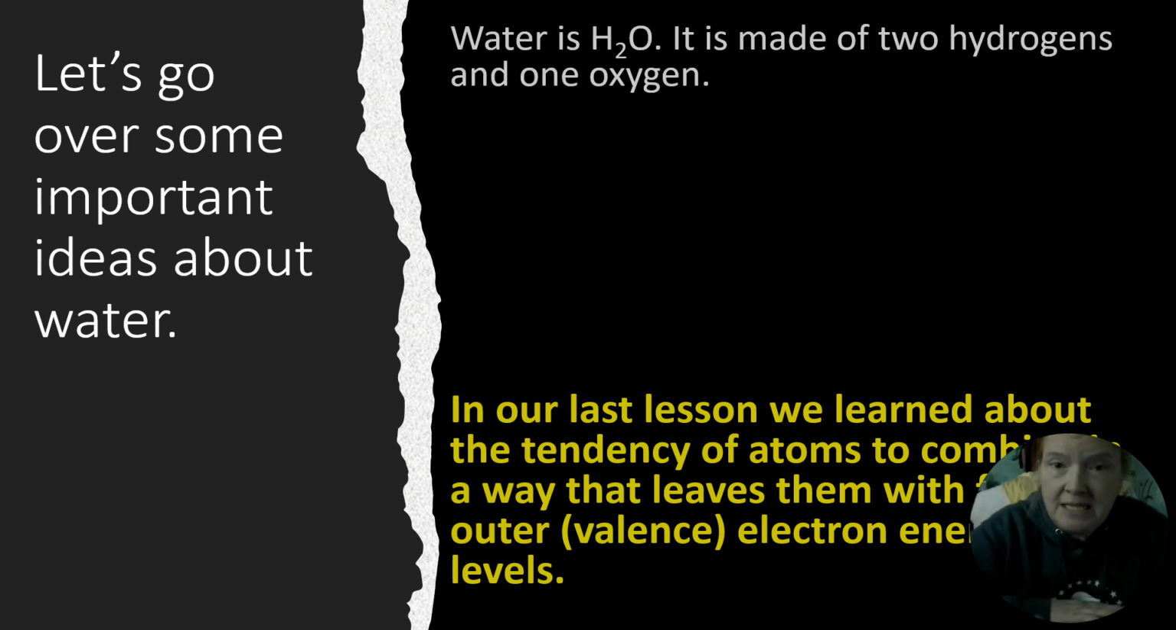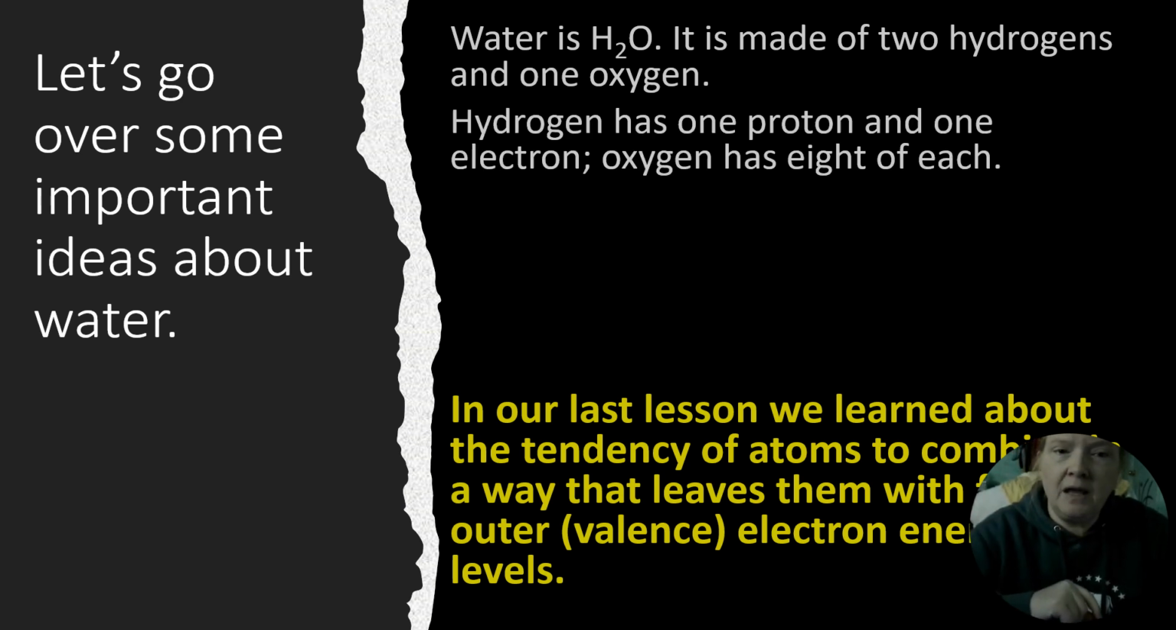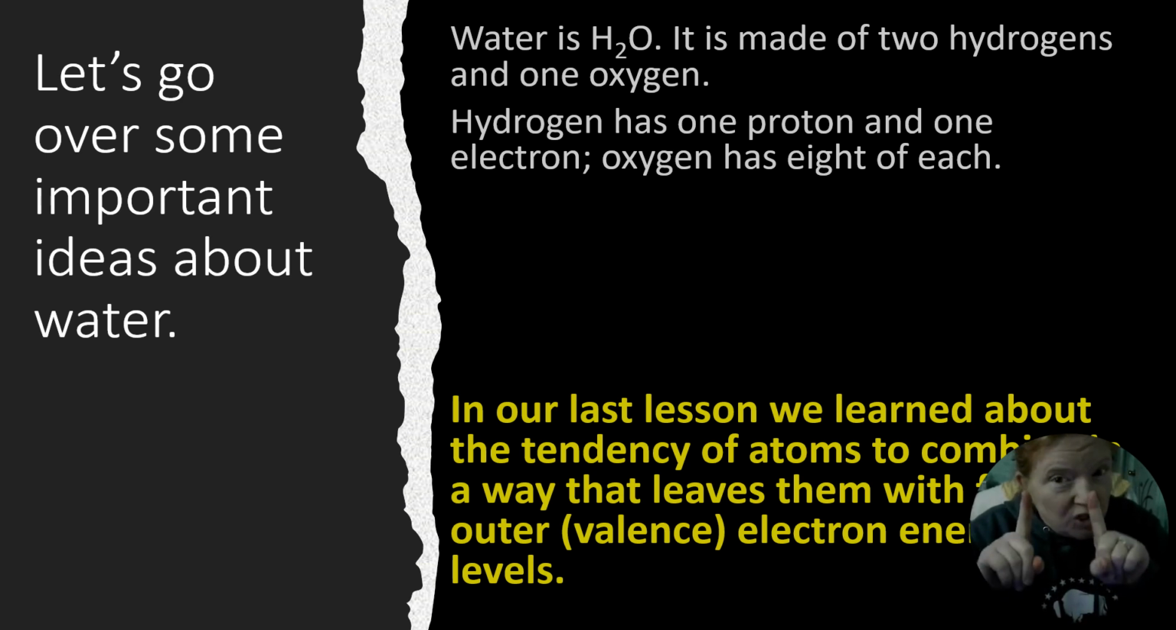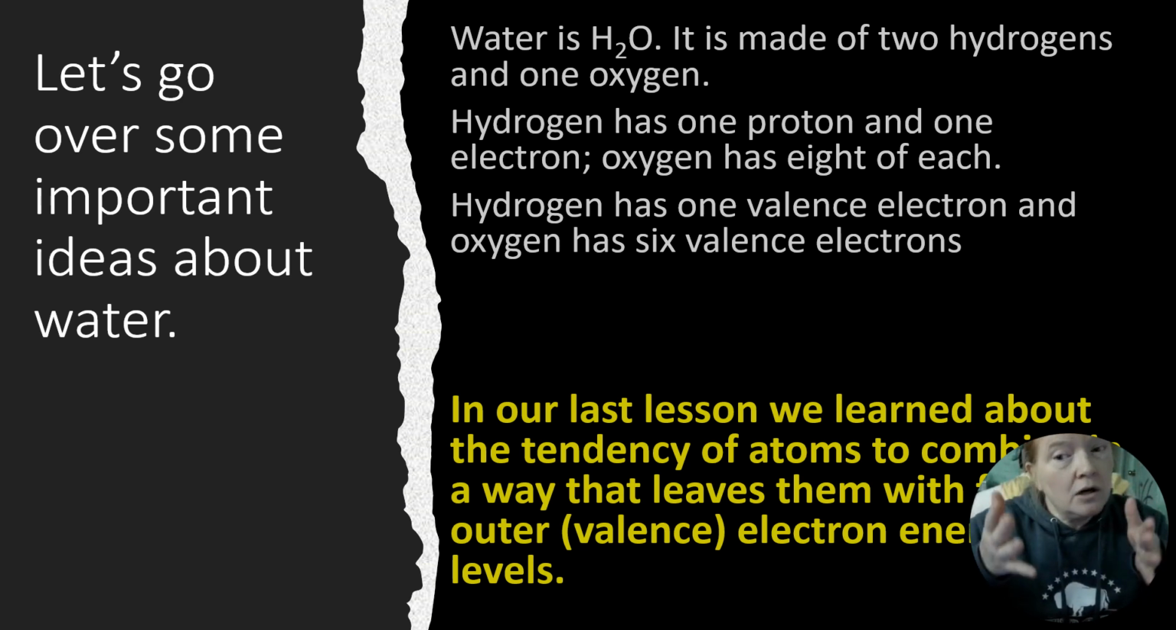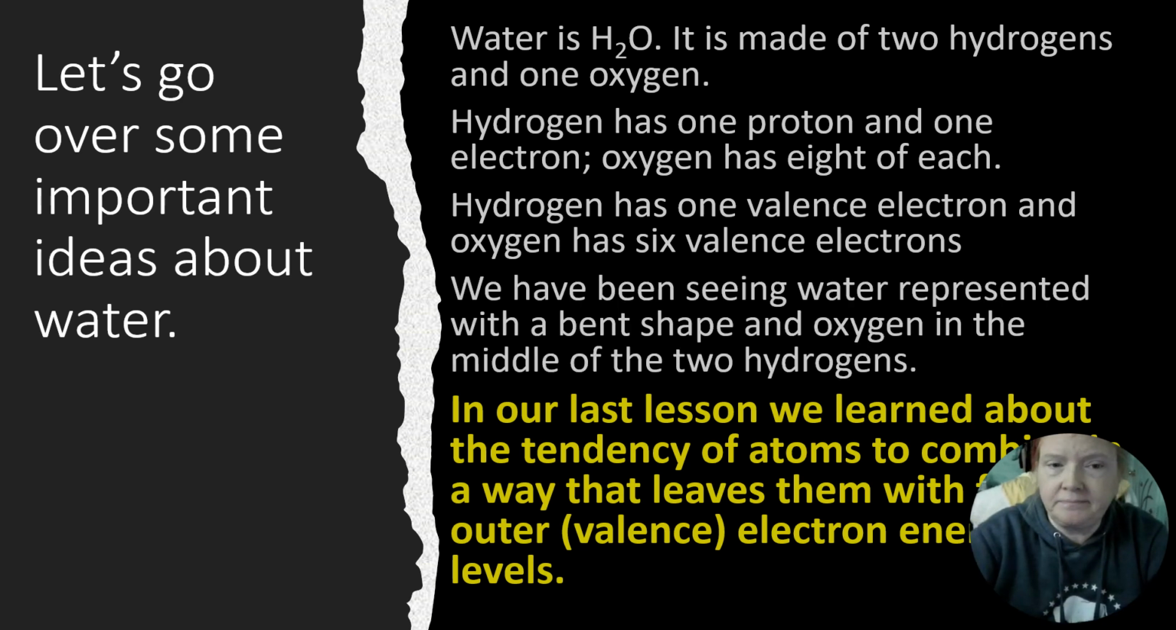So water's formula is H2O. That means it has 2 hydrogens and 1 oxygen. Hydrogen has 1 singular proton and 1 singular electron. Oxygen has 8 of each. Hydrogen has 1 valence electron and oxygen has 6. Why 6 and not 8? Because 2 of oxygen's electrons are in an inner energy level and they do not participate in bonding.